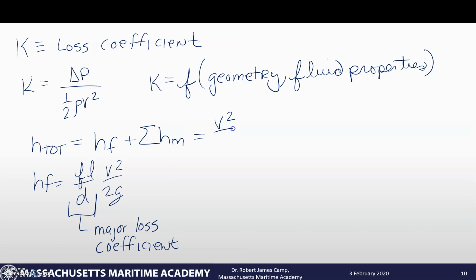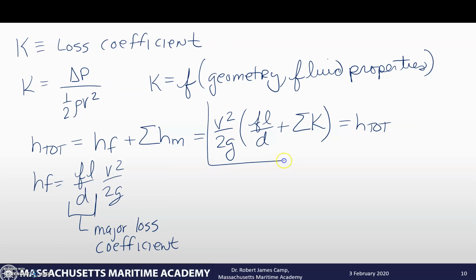So H total is going to be V squared over 2G, because that part comes out since both of our major and minor loss coefficients get multiplied by it. And then we have our major loss coefficient, which is FL over D. And then we're going to add to that the sum of all the minor Ks. And so we're going to call that H total, and we're just going to replace our energy equation with this term.